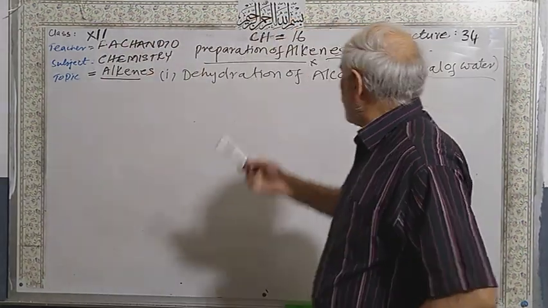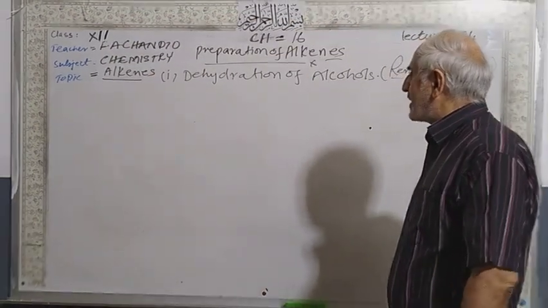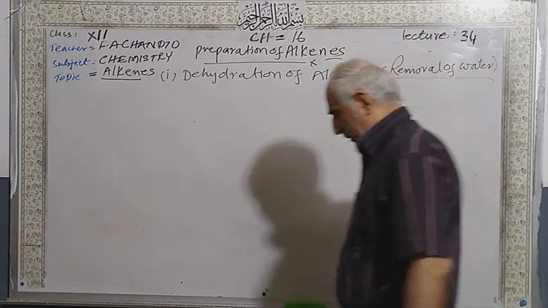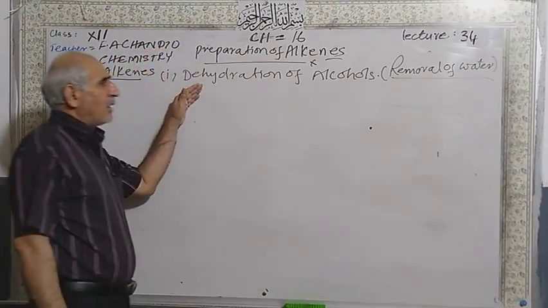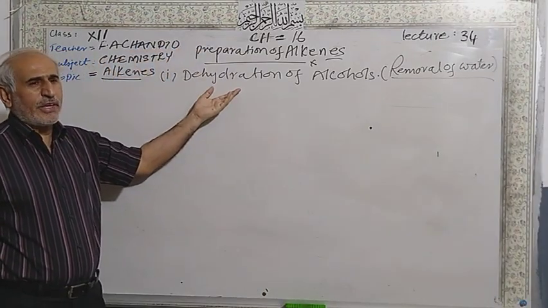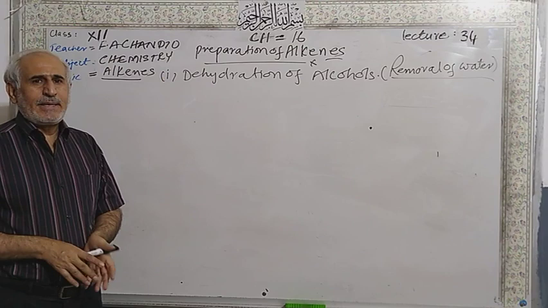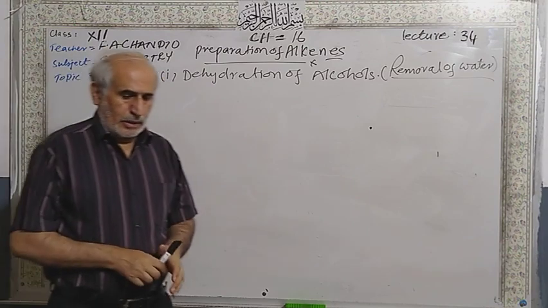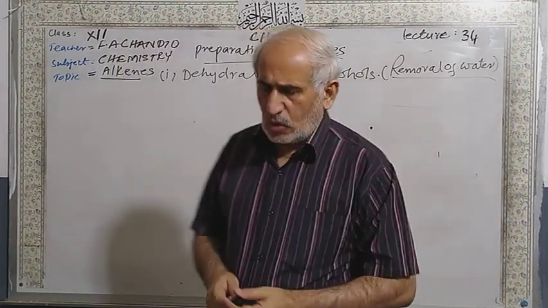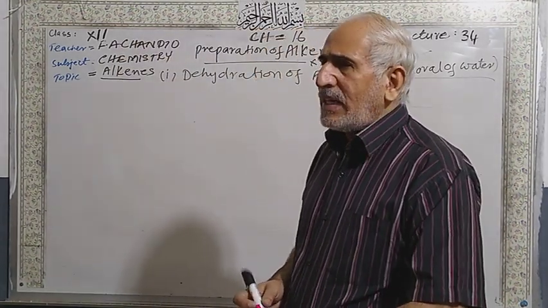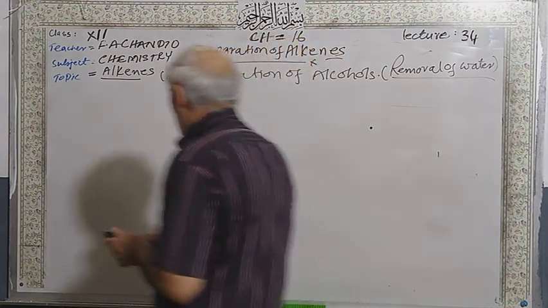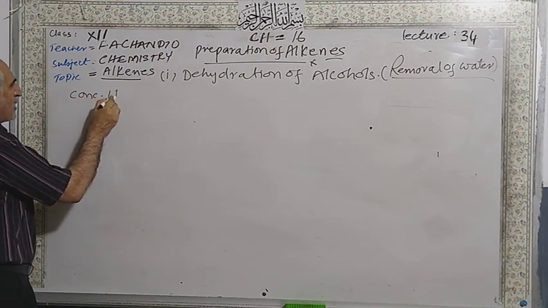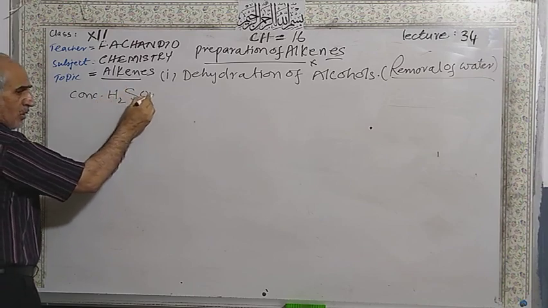So the dehydration process uses different reagents, which we call dehydrating agents. Many dehydrating agents you can use. I am going to write here. You can use concentrated sulfuric acid as a dehydrating agent.